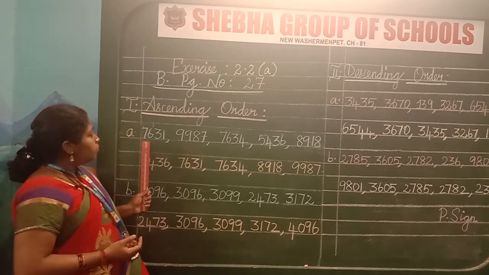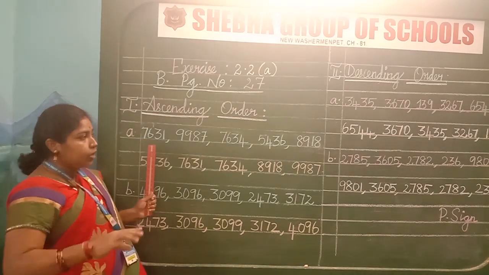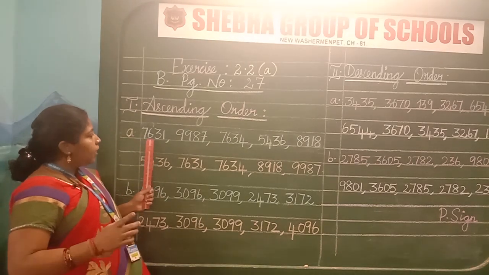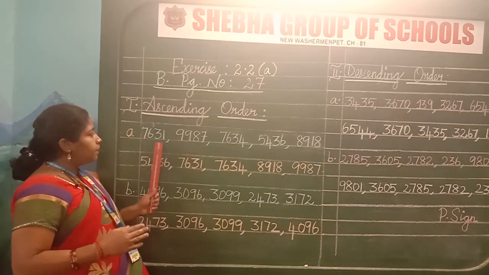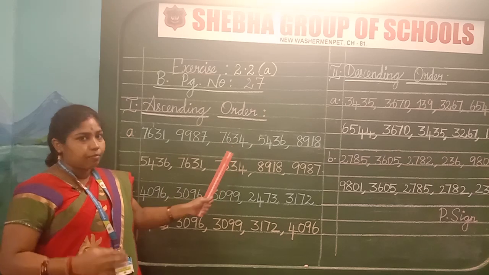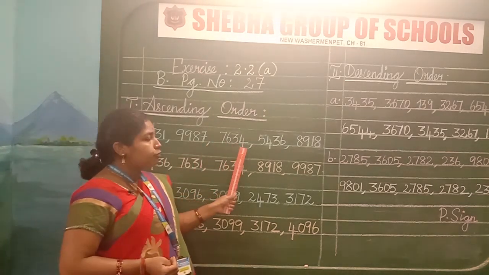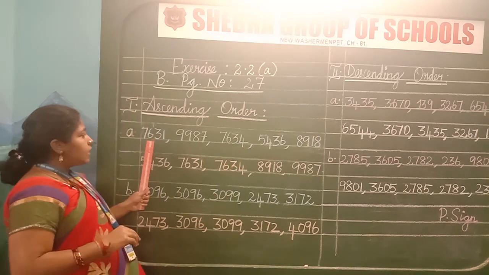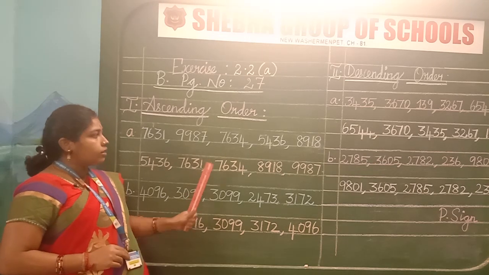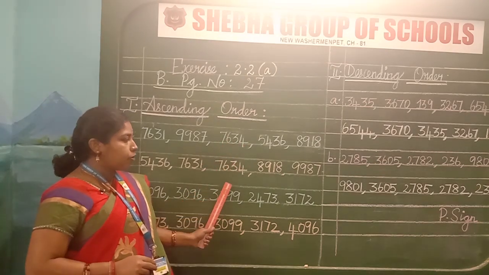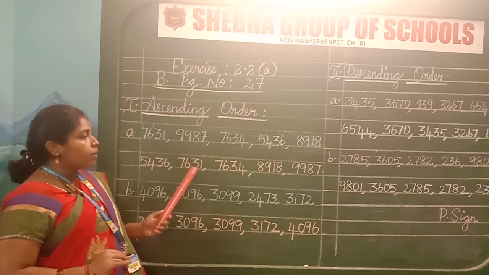But here in both the numbers, the first digit is same. So now see the second digit. Again the second digit is same. Now see the third digit. Third digit is also same. Now refer the fourth digit. So here 1, here 4. Which is smaller children? 7631. Write the 7631 here, comma. Next, 7634, comma.